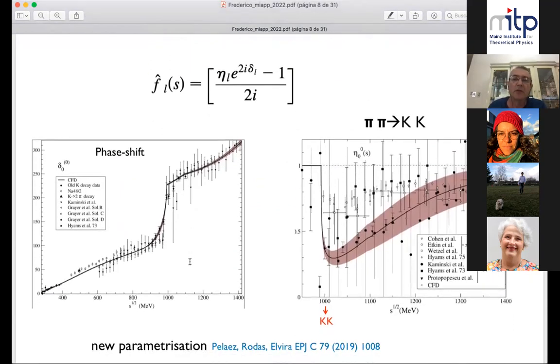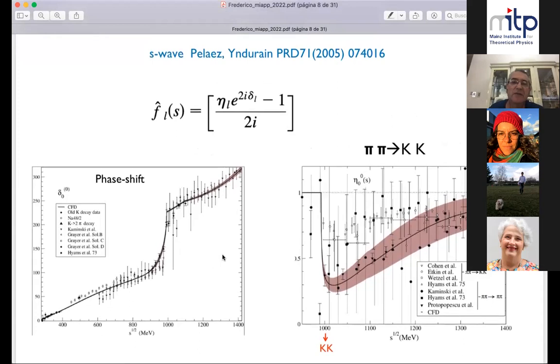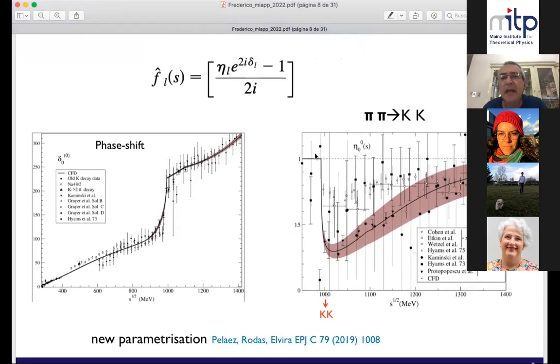So just for you to see what the phase shift and absorption parameter are in this mass region between 1 and 1.5 GeV. Here is the threshold of KK̄. And this is the elastic phase shift in the ππ channel, isospin zero, S wave. And this is the inelasticity parameter. And then you see a strong drop. So this is the opening of the KK̄ channel. And then you have a lot of absorption from the pion channel to the kaon channel. And then it drops.